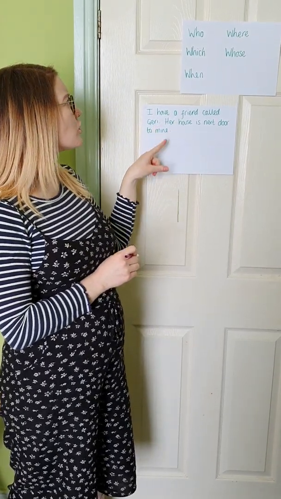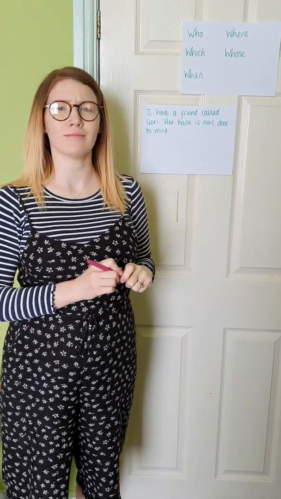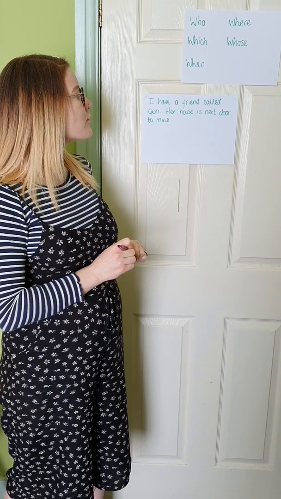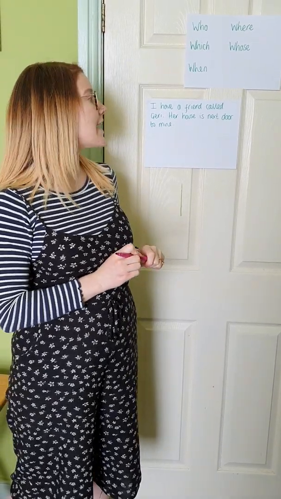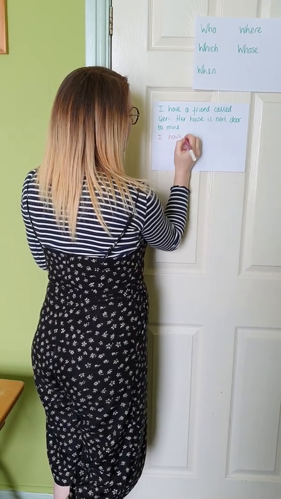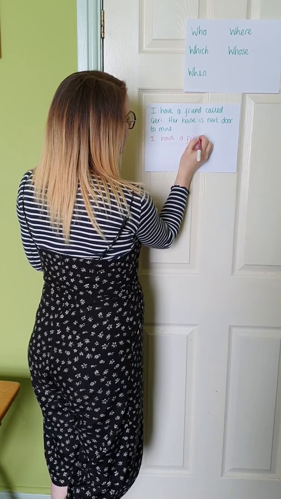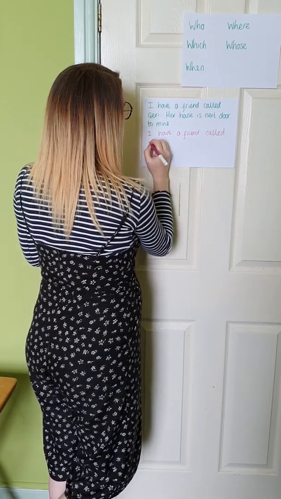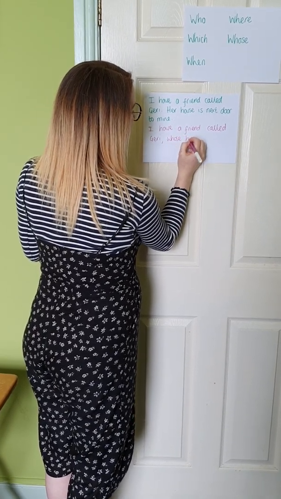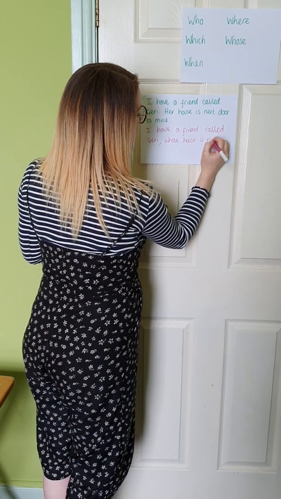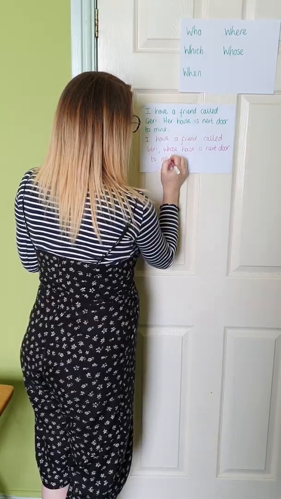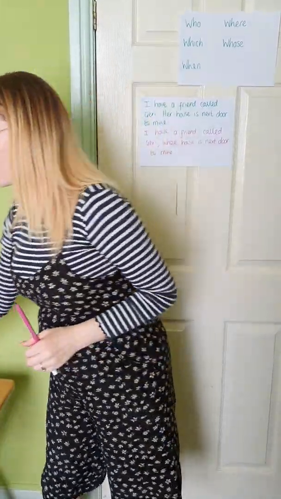So we could, I have a friend called Jerry, when house is next door to mine? No, that doesn't sound right, does it? Let's have a think. I have a friend called Jerry whose house is next door to mine. That sounds good, doesn't it? Let's put that in. I have a friend called Jerry, comma, whose house is next door to mine. Perfect. Right, you're getting the gist of it now, aren't you?